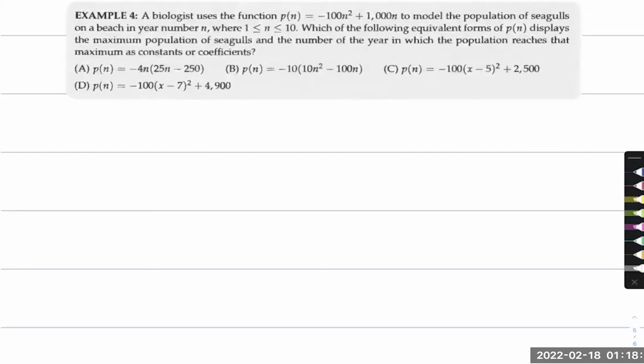First thing is, whenever you see maximum or minimum, that is a hint that they are looking for the vertex.